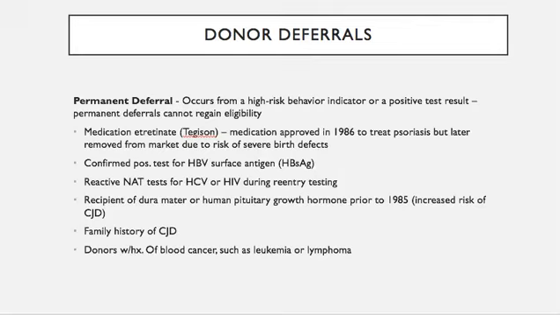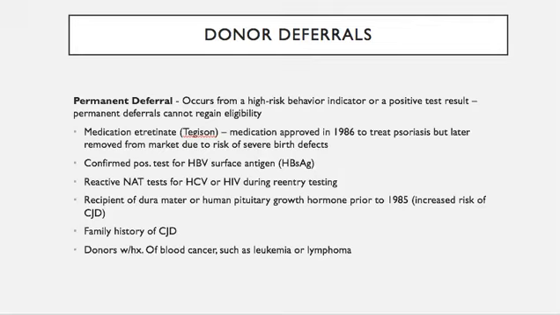The last category of donation deferrals is permanent deferral. This occurs from a high-risk behavior indicator or a positive test result. Any person who has been given that permanent deferral status cannot regain eligibility. There's a medication called Tegison, approved in 1986 to treat psoriasis, but it was later removed from the market due to risk of severe birth defects. So if the patient has ever been on Tegison, they would have a permanent deferral status.